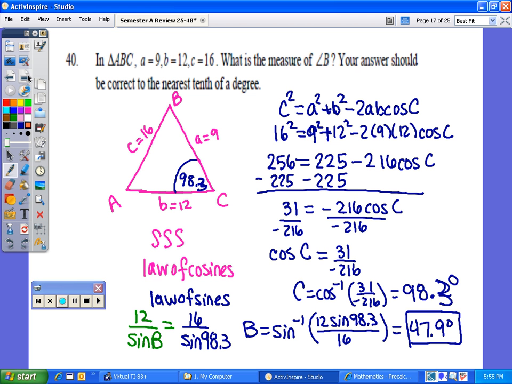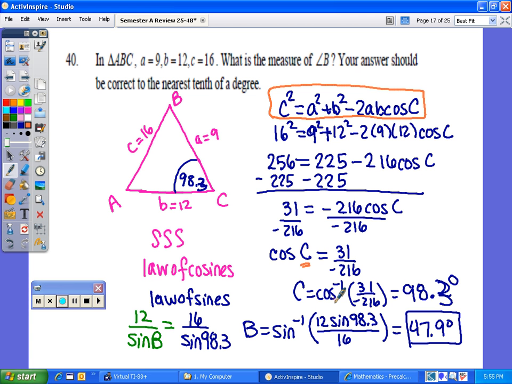Alright, so here they said what's the measure of B? We are going to use a mixture of law of sines and law of cosines. Because they gave us 3 sides, we are using the law of cosines. And this is the law of cosines that's given to you, so this is given to you in the packet. So basically you just follow all the steps, and then at the very end, since we are looking for an angle, you're going to use arc cosine.